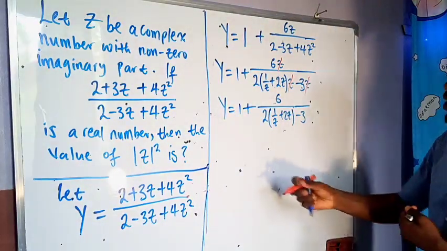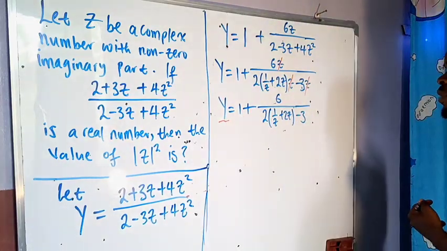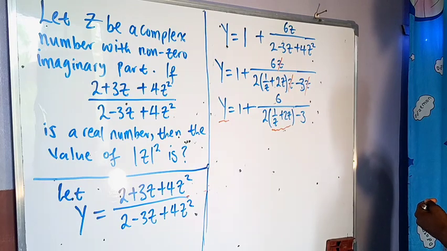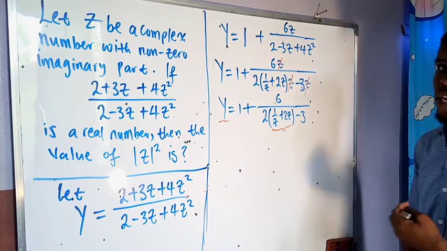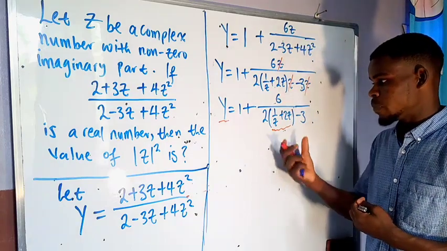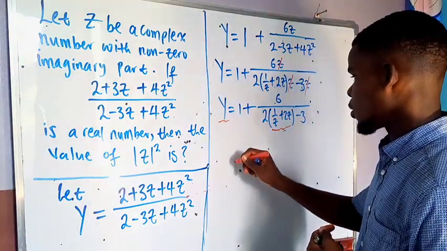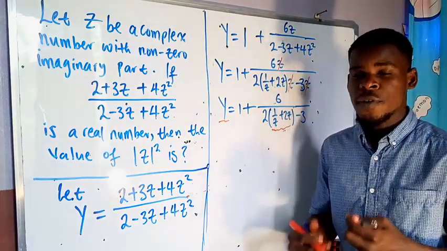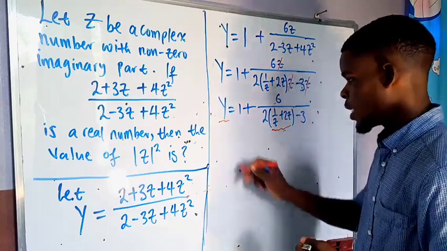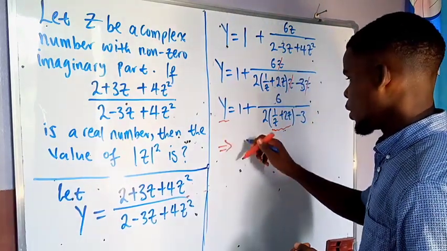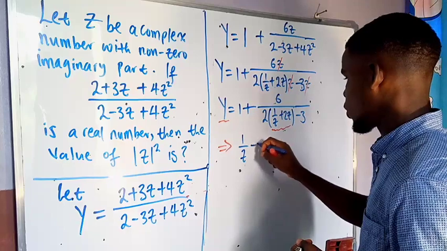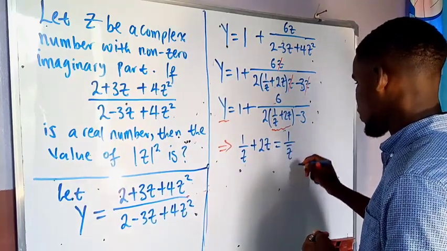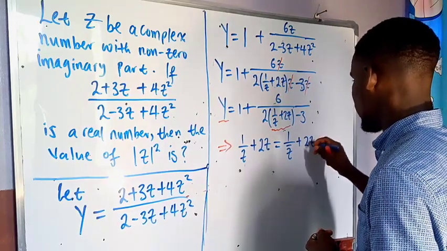Now you notice that y is a real number. That means this part must be a real number, because provided z is a complex number with non-zero imaginary part, this is the only part that can make us not have a real number. So this part must be a real number. In other words, that tells us that 1 over z plus 2z must be the same thing as its conjugate, since every real number is the same as its conjugate, where the conjugate can be denoted by z with a bar on top.